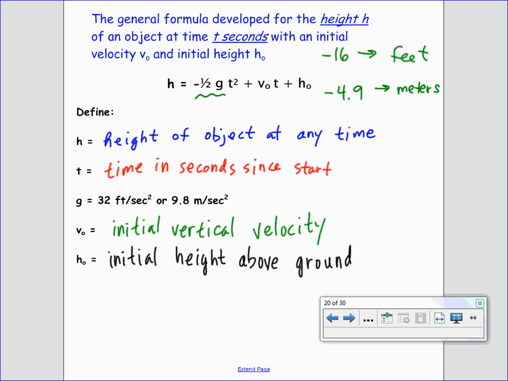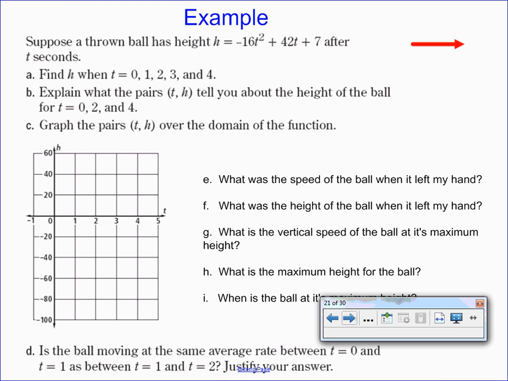And then lastly, v naught refers to the initial vertical velocity. When time t equals 0, when the problem starts, what's the initial vertical velocity of your object? And h sub 0 is the initial height above ground. When the problem starts, how high is the object above ground? Let's go ahead and do some together then.